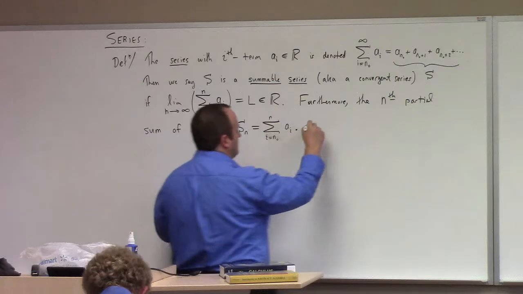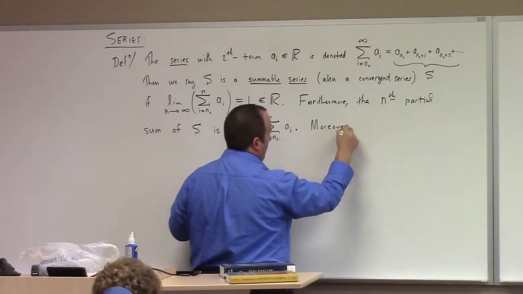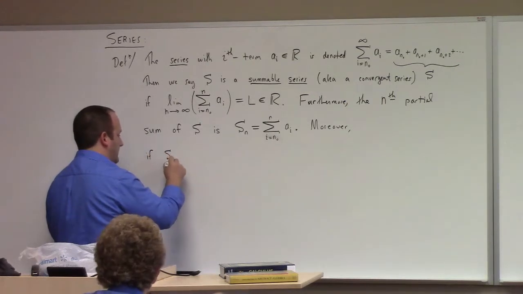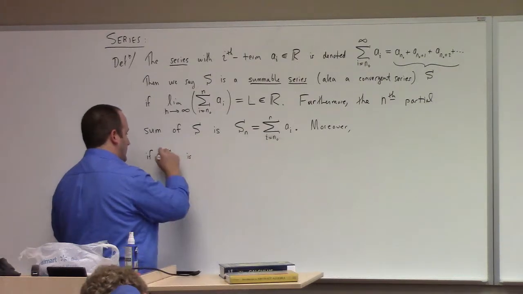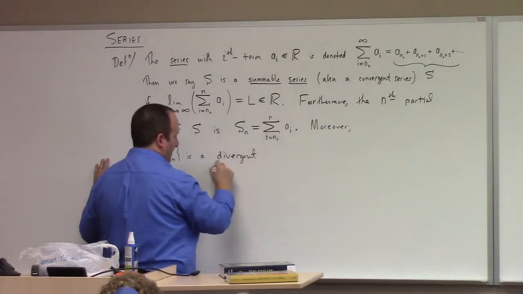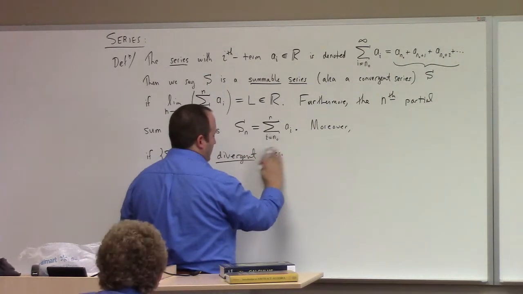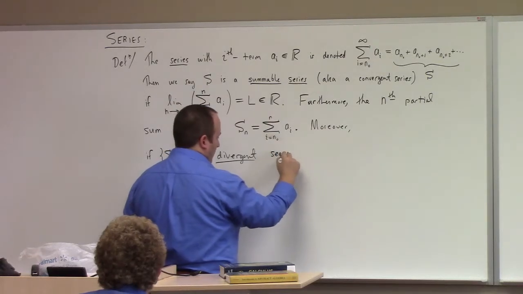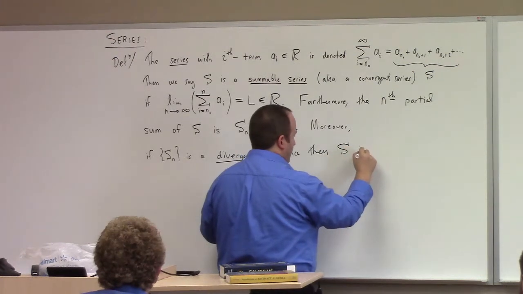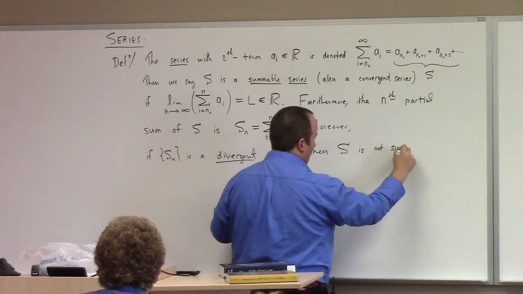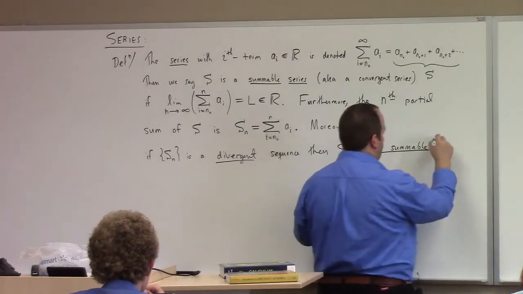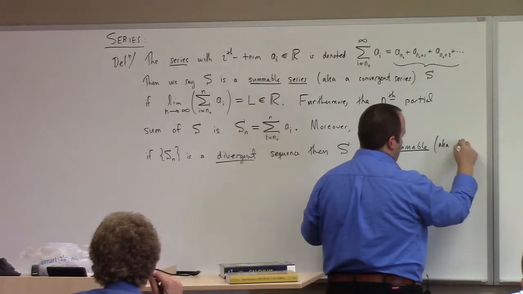Moreover, if S sub n is a divergent series, listen to me, sequence, then S is not summable, which we could also say, aka it's a divergent series.